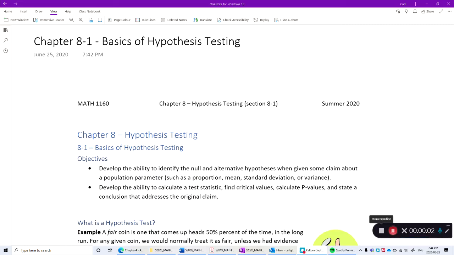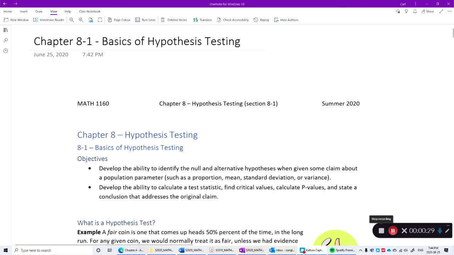Hey everyone, we're just about to start chapter 8, and the general topic is hypothesis testing, and this is going to occupy us for about 3 weeks or so. It's the major part of inferential statistics. So in a sense, we're getting to the real heart of what this course is for.